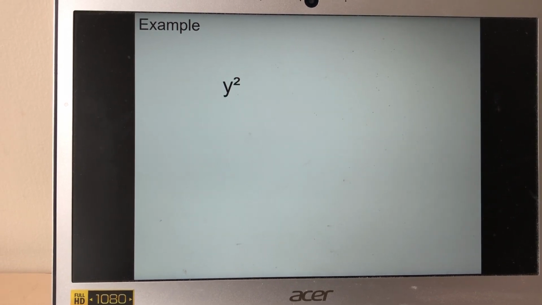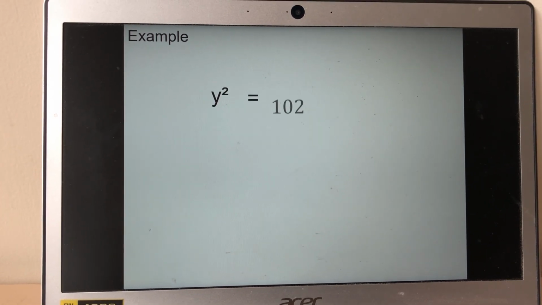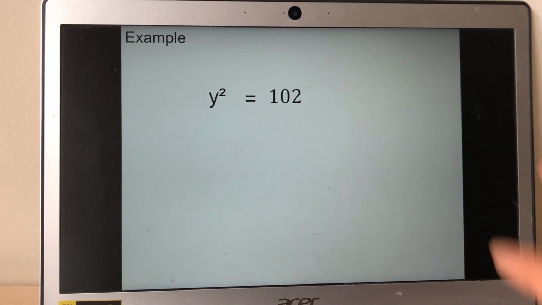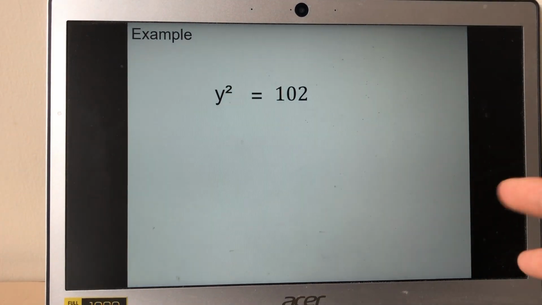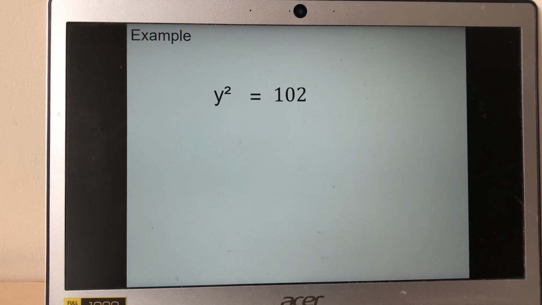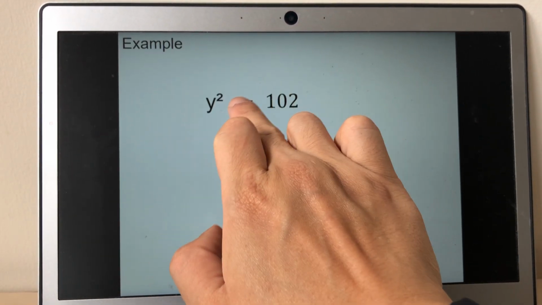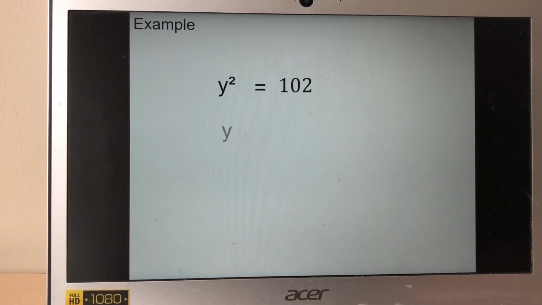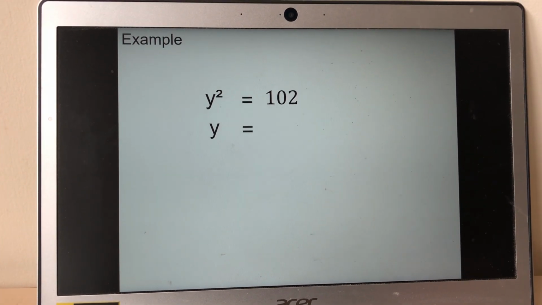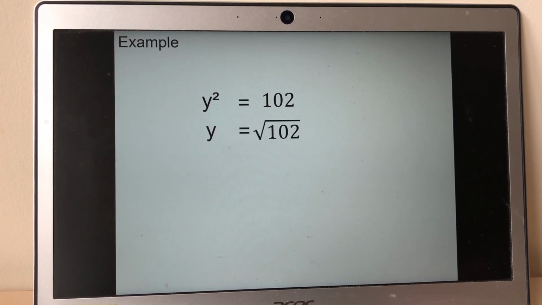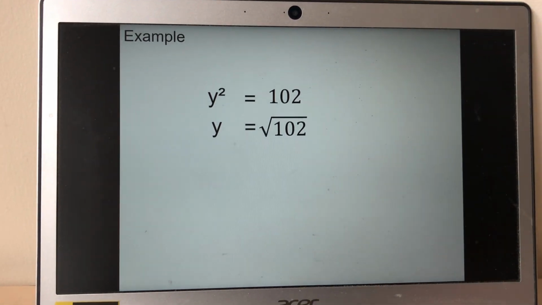Let's do one more. What about y squared equal to 102? If you are given this and you have to tell people what y is, you have to get rid of the square. Let's bring this square to the other side and it becomes a square root. So we have square root of 102.